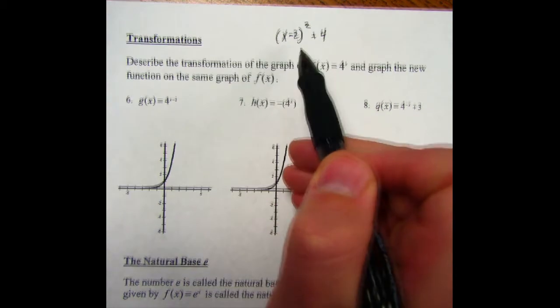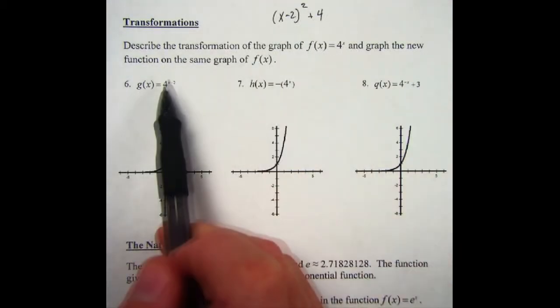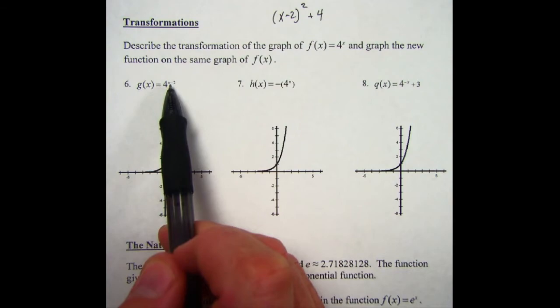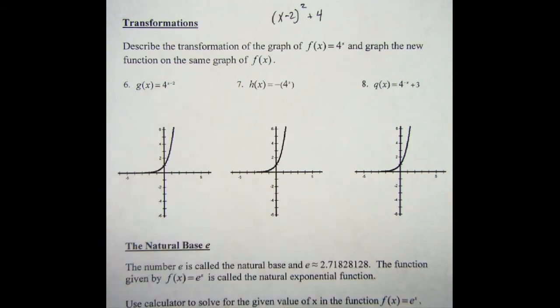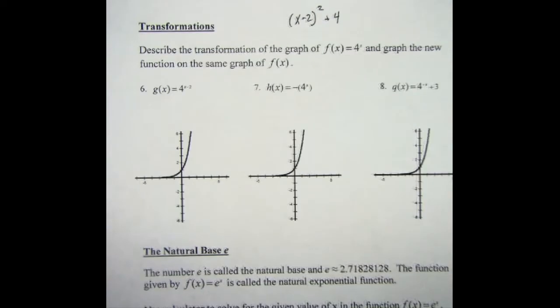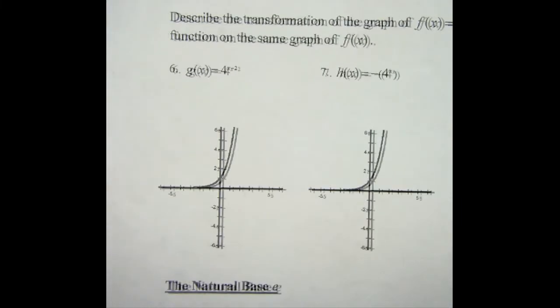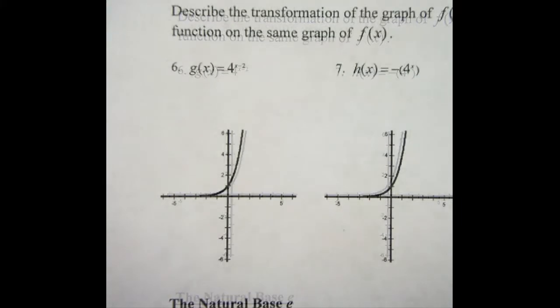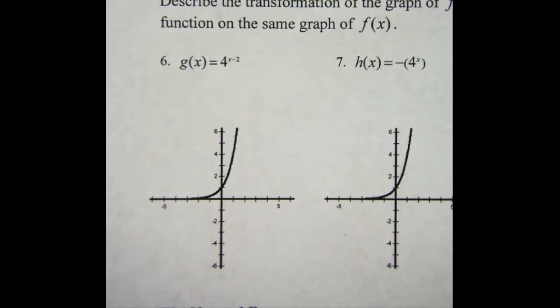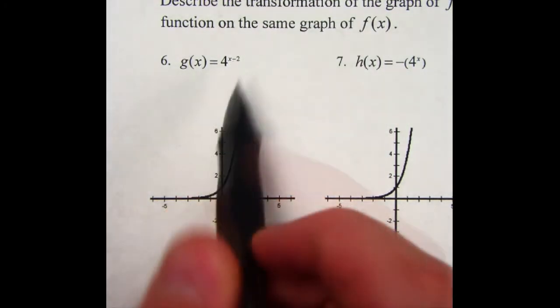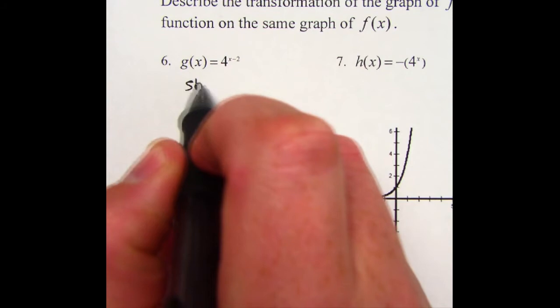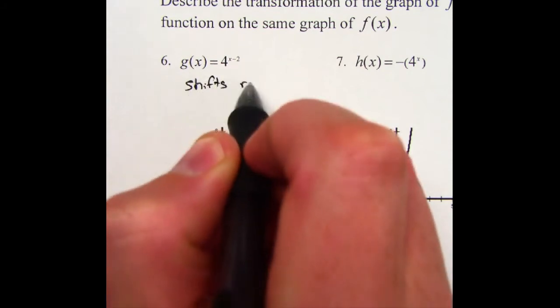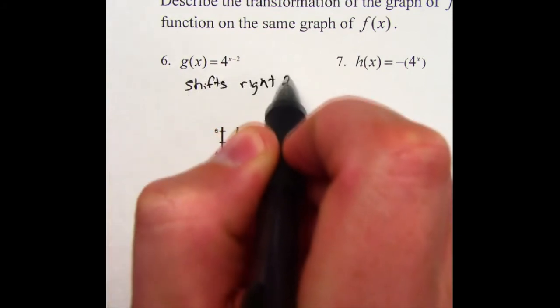If it's inside with the x, or inside in there in the exponent, then it does the same thing, goes left and right. I'm going to zoom in here so we can see that really good. Okay, so that -2 means all it's going to do is shift it to the right 2, so it shifts to the right 2. Okay, so all we're going to do is take this graph.